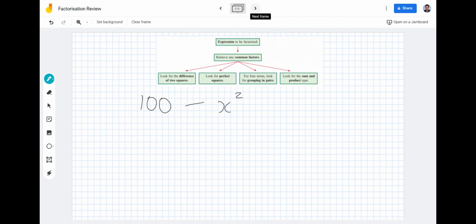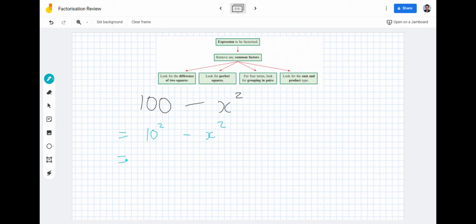100 minus x squared. All right, we always first look for any common factors. Are there any common factors? 100, x squared? No, no common factors. Then we have a look at these little things here. Are there any difference of two squares? There's a minus sign and there's a square, but this isn't a square. Hang on a minute, it is a square. It's a sneaky hiding square. It's actually 10 squared. So we've got 10 squared minus x squared.